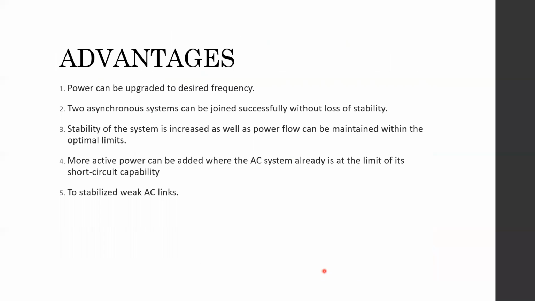Next, we can see some of the advantages of the back-to-back HVDC link. Power can be converted to the desired frequency. Two asynchronous systems can be joined successfully without loss of stability. Stability of the system is increased, and power flow can be maintained within limits. More active power can be added where the AC system is already at the limit of short circuit capability. It also helps in the stabilization of weak AC links.